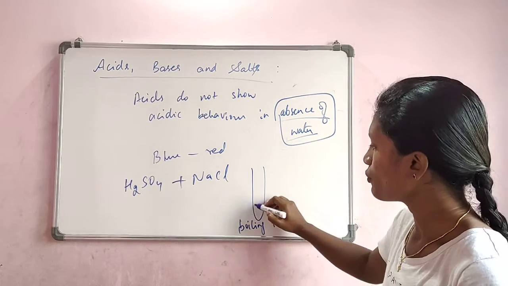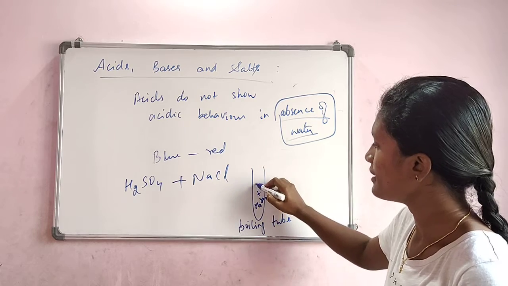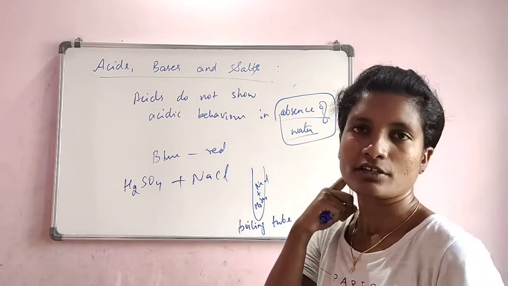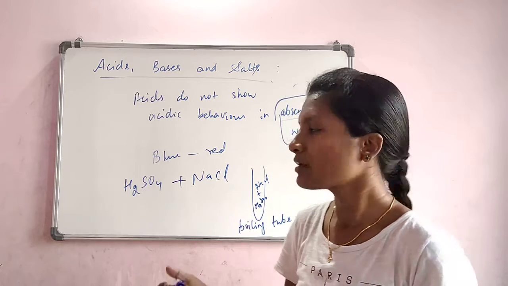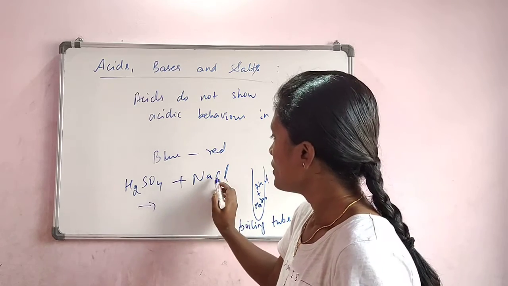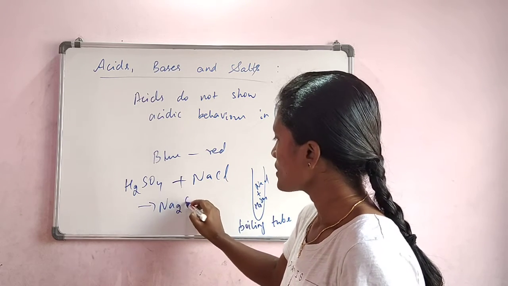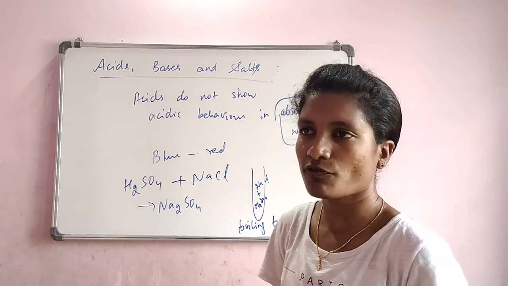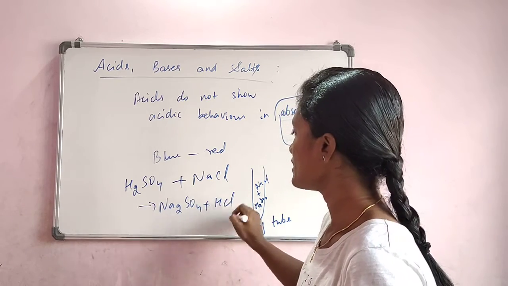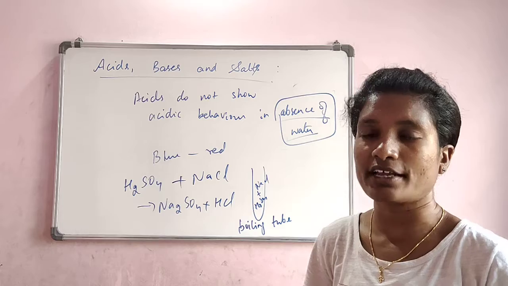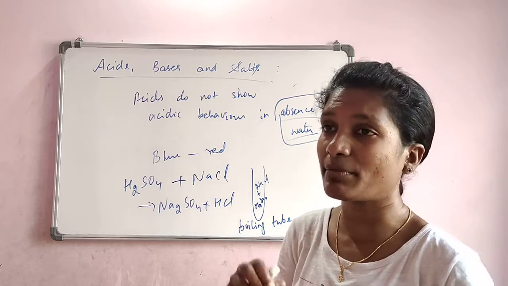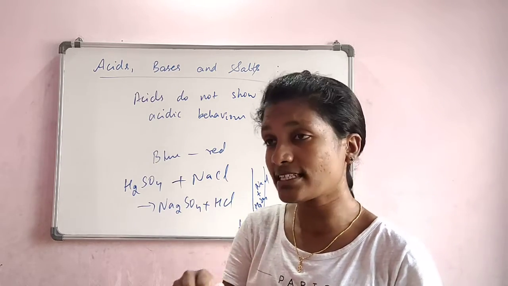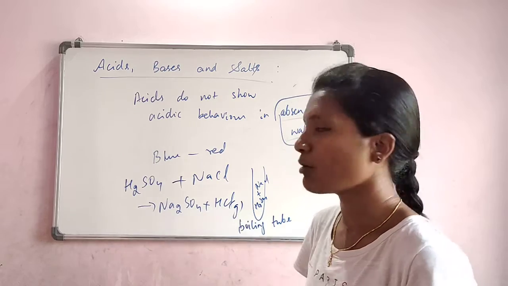So in this boiling tube we take H2SO4 and sodium chloride, which is a salt. So what do we expect in this reaction? Sodium sulfate is formed along with HCl gas. It's not hydrochloric acid, but hydrogen chloride gas that is produced, which comes in the form of gas.